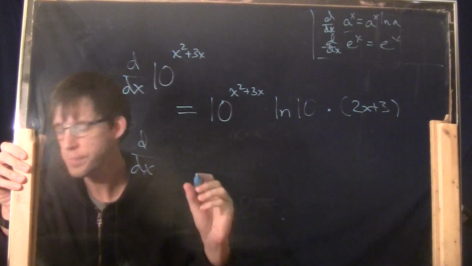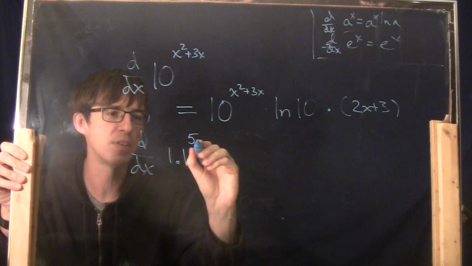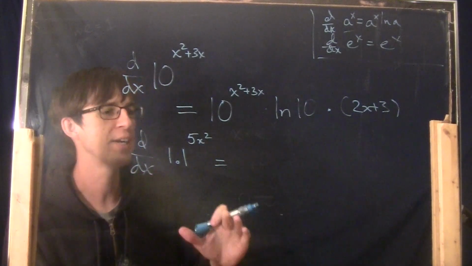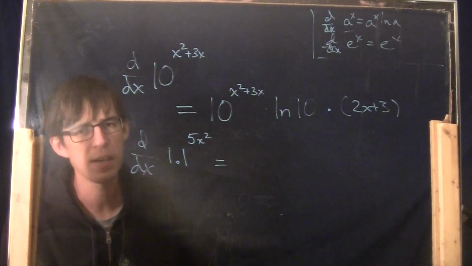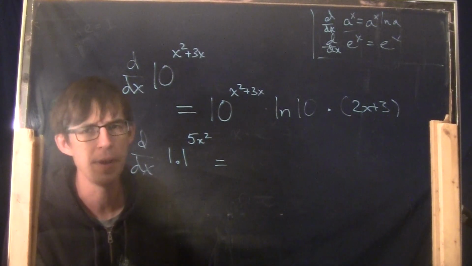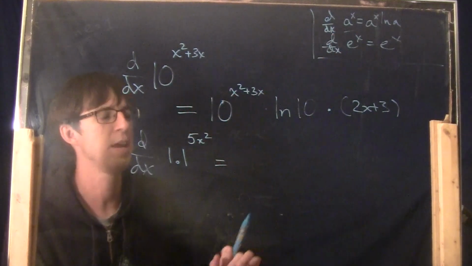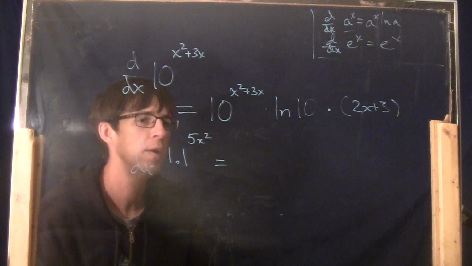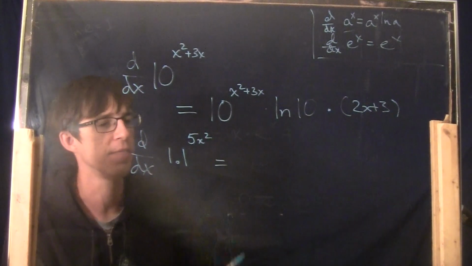How about the derivative of 1.1 to the power 5x squared? This is not really harder. Actually, it's a little bit easier than the previous one. It just looks weird because it's got this strange number down there. It doesn't really matter though. We do exactly the same thing. It's the chain rule again. We have an exponential function with base 1.1, which is strange, but it doesn't really matter. And on the inside is 5x squared.